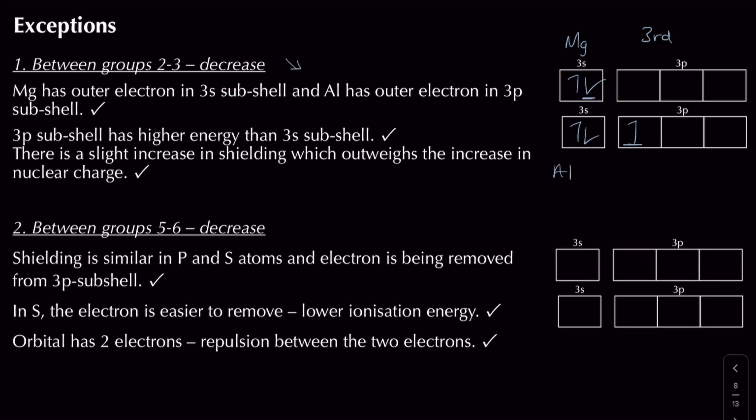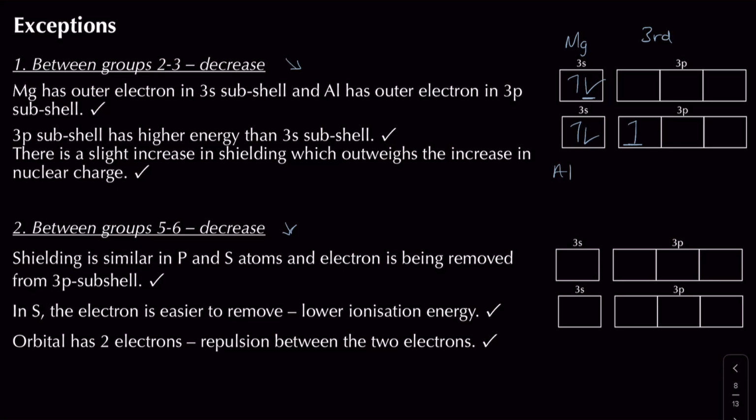So our p subshell is going to be slightly more shielded, and that's going to cause our ionization energy to decrease, and that decrease is going to overpower the increase in nuclear charge that we talked about. So in that case, looking at the next one, between groups 5 and 6, we end up with a decrease as well.